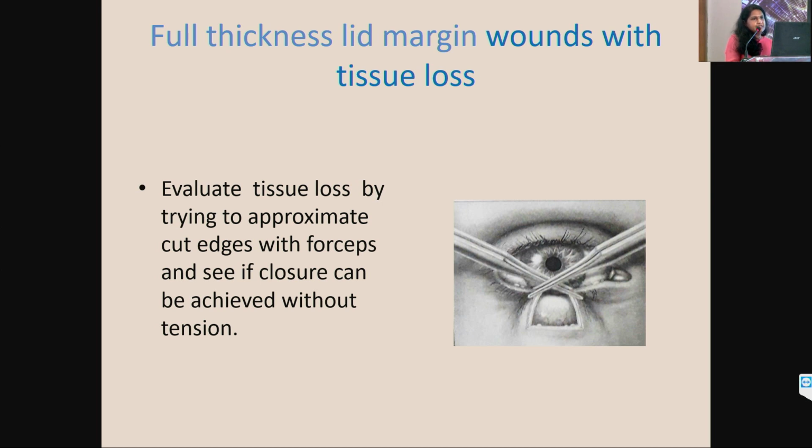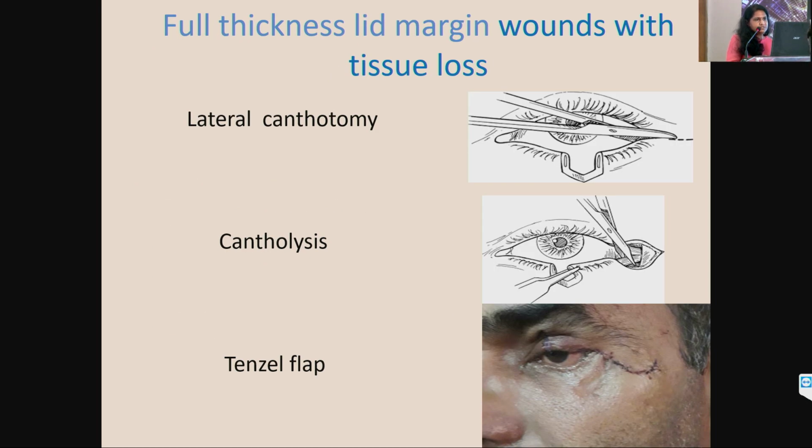If it is a full thickness lid margin wound with tissue loss, always evaluate tissue loss by trying to approximate the cut edges using 2 forceps and see if closure can be achieved without any tension. If that is not possible, we can think of lateral canthotomy and cantholysis, which will yield an amount of 6 millimeters of lid. If closure is not possible with that also, then you have to think of a tensile flap.